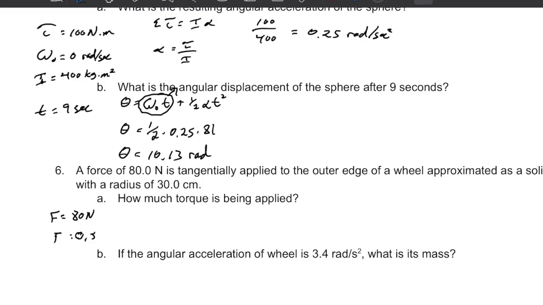0.3 meters. How much torque is applied? Well, how do we calculate torque? Well, we said earlier torque is I alpha. That doesn't do us any good here. If we look through our notes, thumb through, we find another formula, force times radius. The force is 80. The radius is 0.3. 80 times 0.3 is 24, and the unit would be newtons times meters, or Newton meters. So 24 Newton meters.